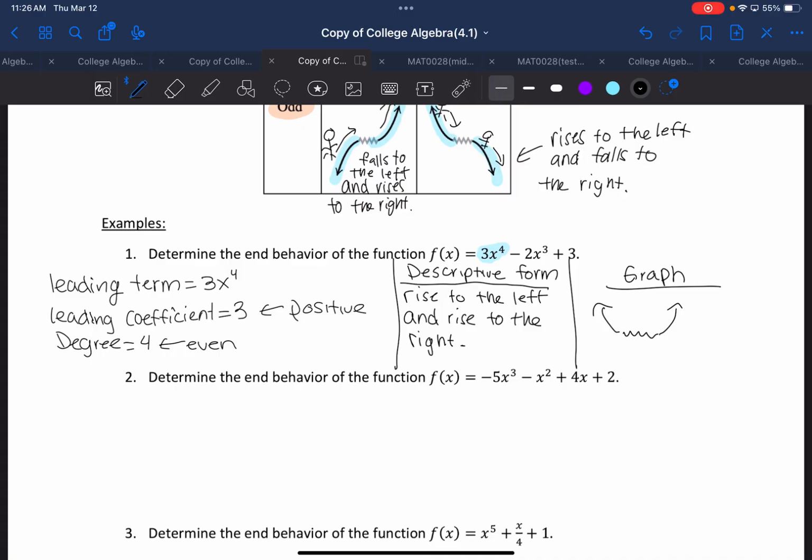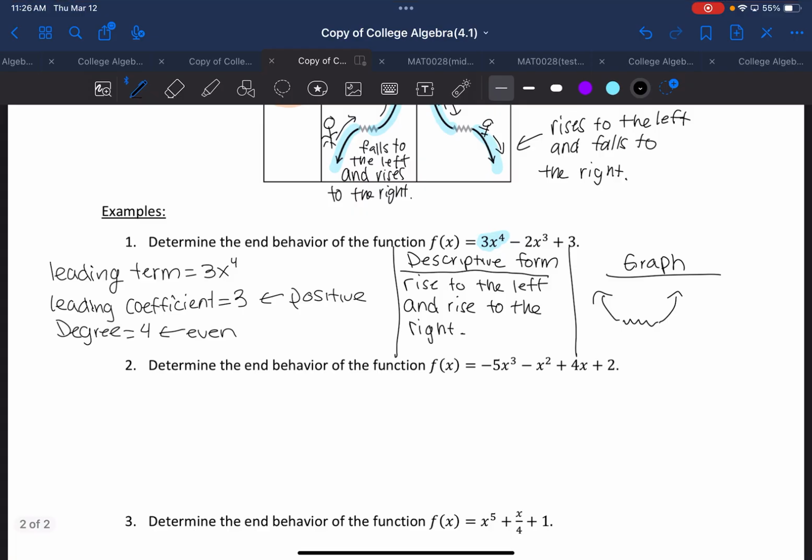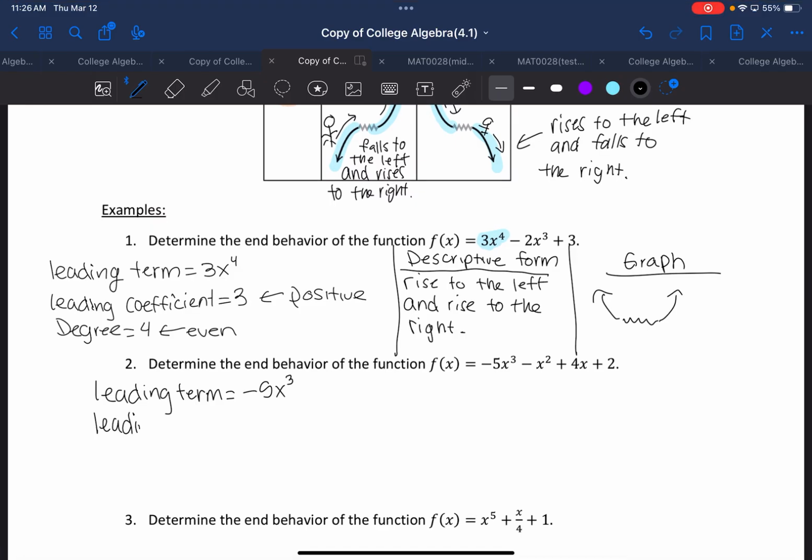Okay, number 2, same thing. Determine the end behavior of the function f of x equals negative 5x cubed minus x squared plus 4x plus 2. So my leading term is negative 5x cubed. My leading coefficient is negative 5, and my degree is 3. That's my highest exponent.